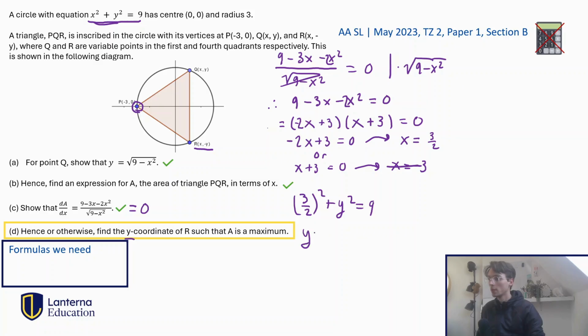Then I get that y squared equals 9 minus (3/2) squared. That means y is plus or minus the square root of 9 minus 9 over 4. When you square a fraction like this with a bracket around it, just the top and the bottom are squared. So 3 squared is 9, 2 squared is 4. This is not a pretty answer. We can probably simplify this a little bit.